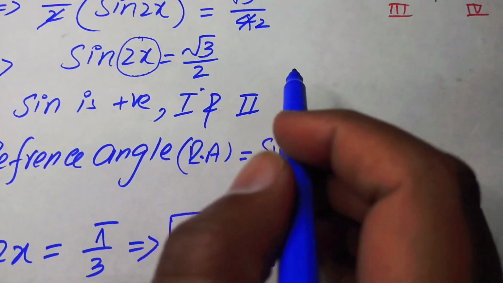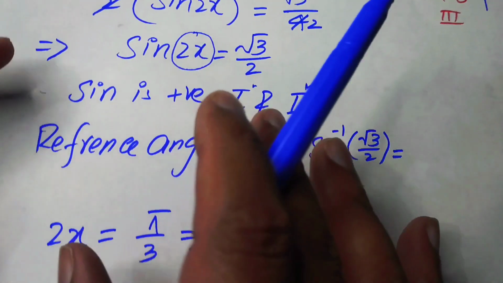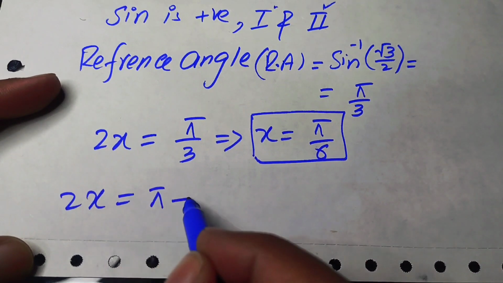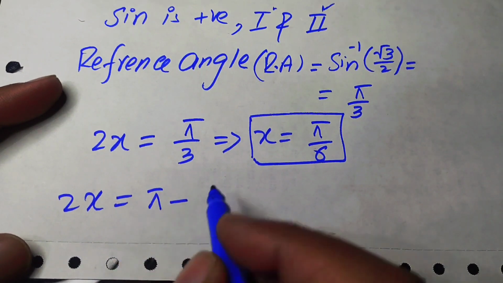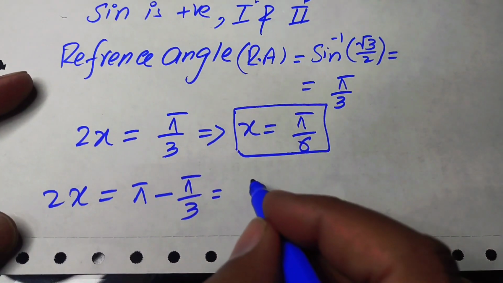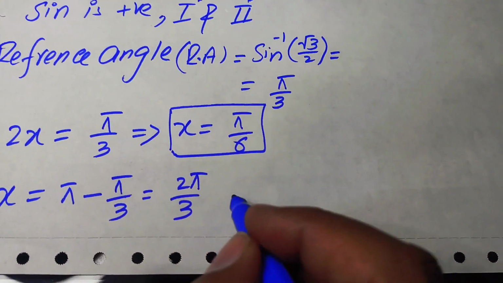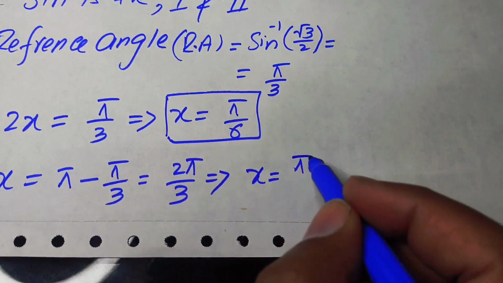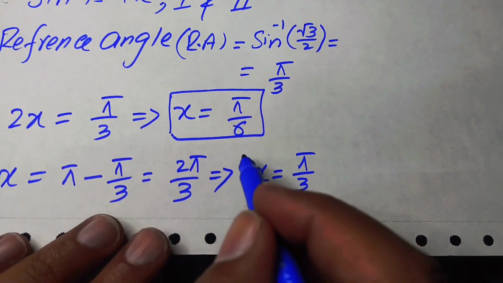Okay, after that we take the angle in the second quadrant, and the angle in the second quadrant is pi minus theta. So I will write again 2x is equal to pi minus the reference angle. Theta means the reference angle, so here we write pi minus the reference angle, which is pi by 3, and after taking the LCM we will get 2 pi by 3. So when we divide by 2 on the right hand side, we will obtain x is equal to pi by 3. Okay, so the value of x is equal to pi by 3.